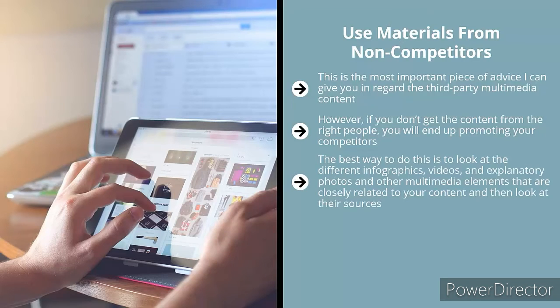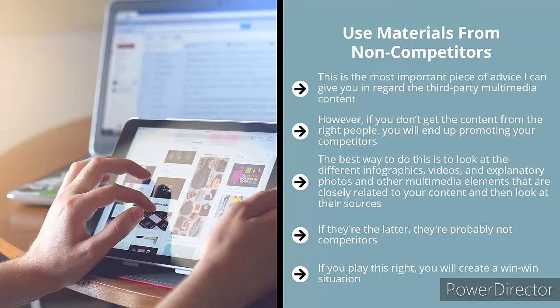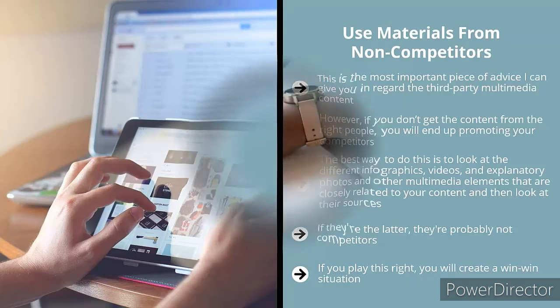The best way to do this is to look at the different infographics, videos, explanatory photos and other multimedia elements that are closely related to your content, and then look at their sources. Are they directly competing with you, or are they kind of a general knowledge site that is basically just monetized by AdSense, or are they a nonprofit? If they're the latter, they're probably not competitors. They're not pushing a particular product. They're not doing a hard sell. So, use their content and attribute to them. If you play this right, you will create a win-win situation. They get traffic and awareness, and you get context and excitement for your content. Everybody can win, but you need to play the game the right way.